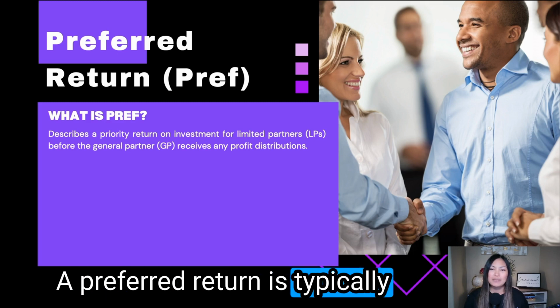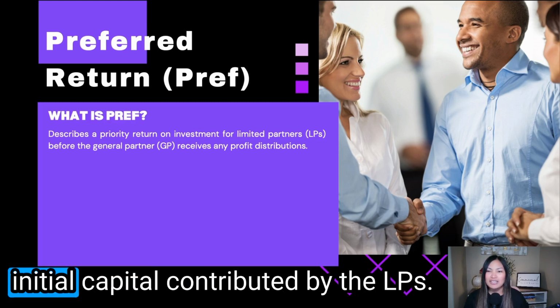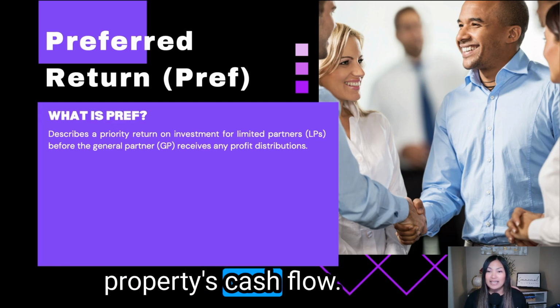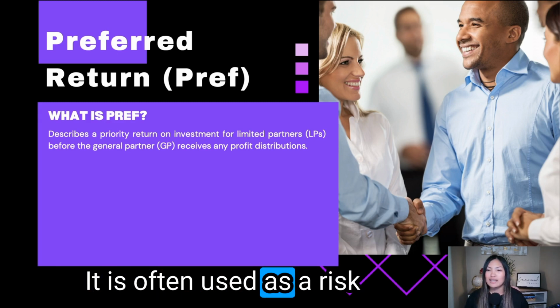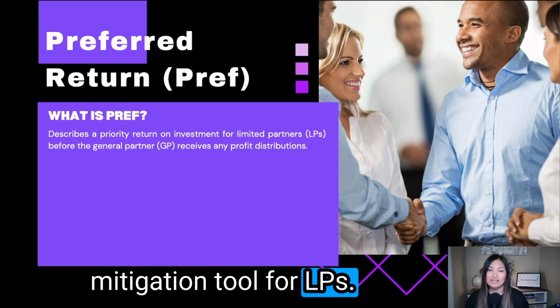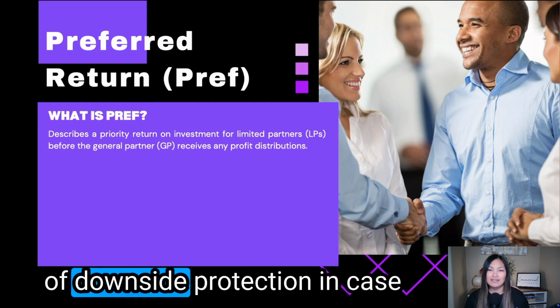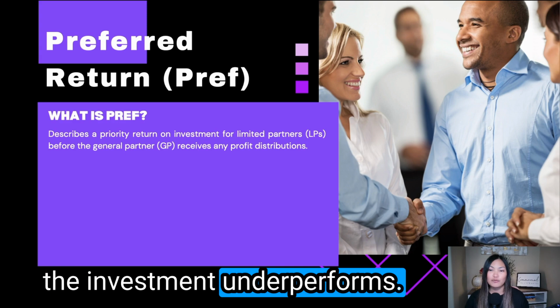A preferred return is typically expressed as a percentage of the initial capital contributed by the LPs, and is paid out of the property's cash flow. It is often used as a risk mitigation tool for LPs by providing them with a degree of downside protection in case the investment underperforms.